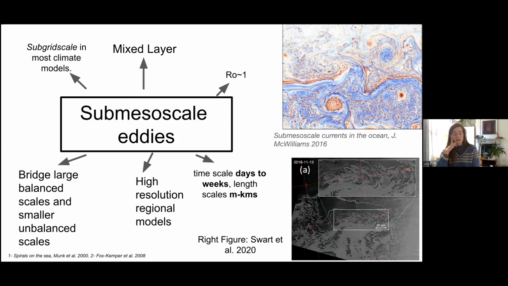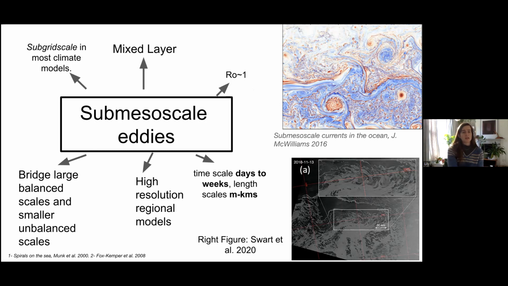These submesoscale eddies in the ocean are on time scales of about days to weeks and length scales of meters to kilometers. And this means they're subgrid scale in most global climate models, and so their study is more limited to high resolution regional models. For example, there's a simulation of them on the top right here. They're often mostly found or observed in the mixed layer, the top layer of the ocean, and their length scale is also limited by the depth of the mixed layer.